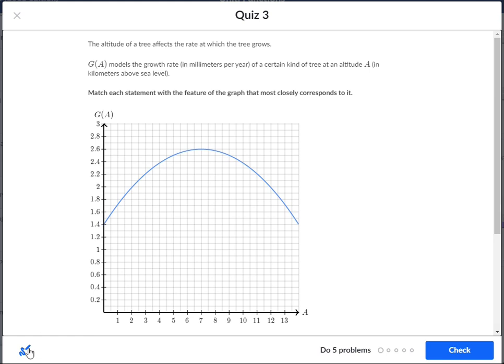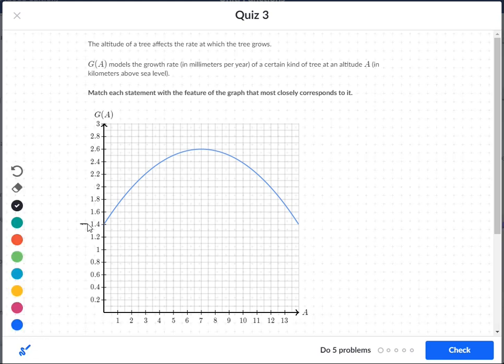Notice this starts at 1.4. That would be my y-intercept. It reaches the highest point at 2.6, then it begins to drop down. So it's a bell-shaped curve because it goes up and comes straight down. So bell-shaped curves go up at a steady rate and come down at a steady rate.